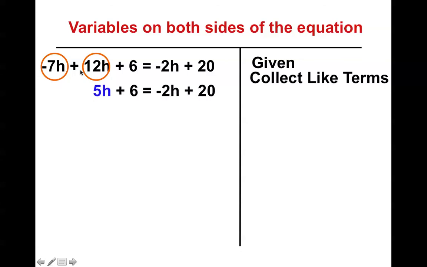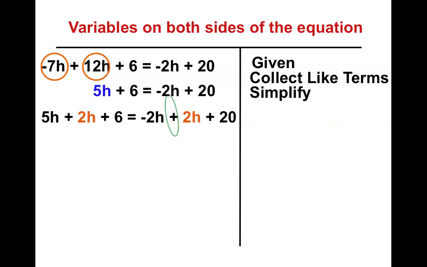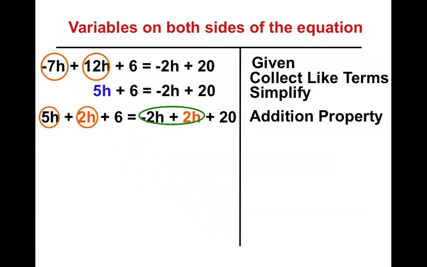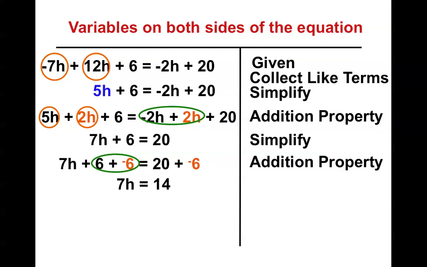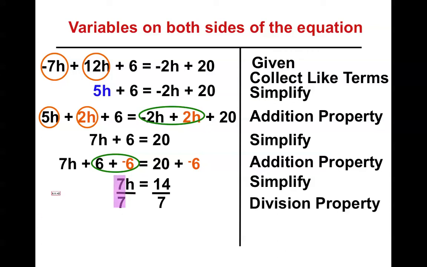I end up getting 5h plus 6 equals negative 2h plus 20, and now I can use the addition property of equality to be able to move all the variables to one side of the equation. Notice when we add these together, we end up getting 7h plus 6 equals 20. Now it's a two-step algebra equation, so we use the addition property again to be able to get to 7h equals 14. And when we simplify using the division property, the variable is isolated, and we get our answer.